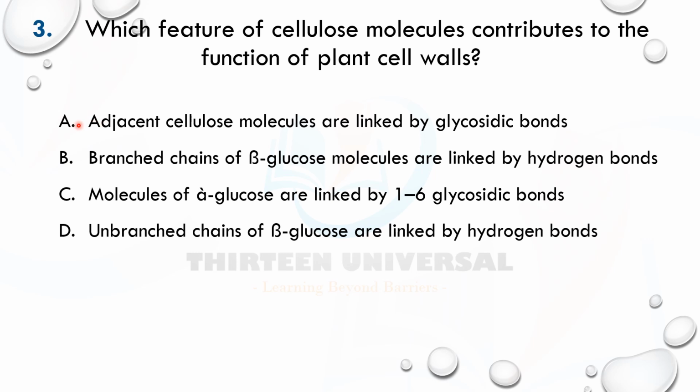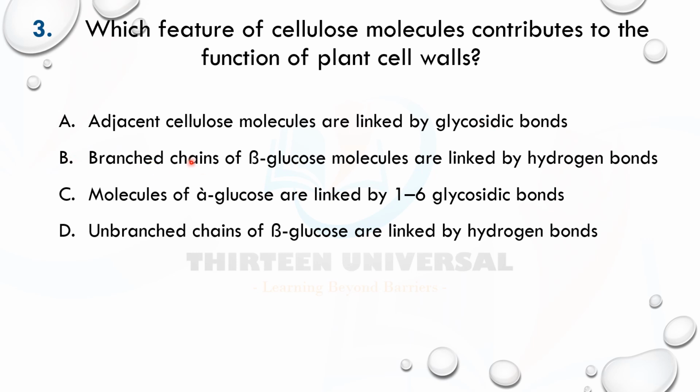All right. A says adjacent cellulose molecules are linked by glycosidic bond. Now, adjacent cellulose molecules are not linked by glycosidic bond. What are linked by glycosidic bond are the beta glucose molecules within a cellulose molecule. But for the adjacent cellulose molecules, they are linked by hydrogen bond. So not glycosidic bond.